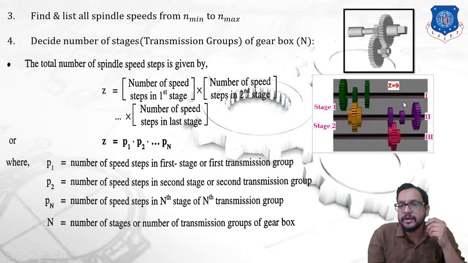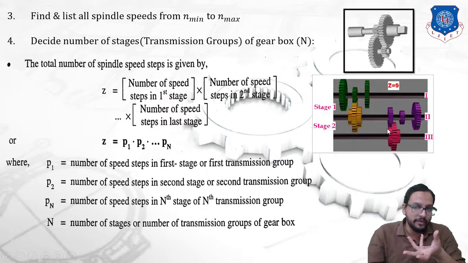Now consider the intermediate shaft, that is the second shaft, and the third shaft. So this represents the second stage. Again over here, the maximum speed steps available are 3. So in total, how many speed steps are available? We would say 3 into 3, 9 speed steps are available in this entire gearbox arrangement.